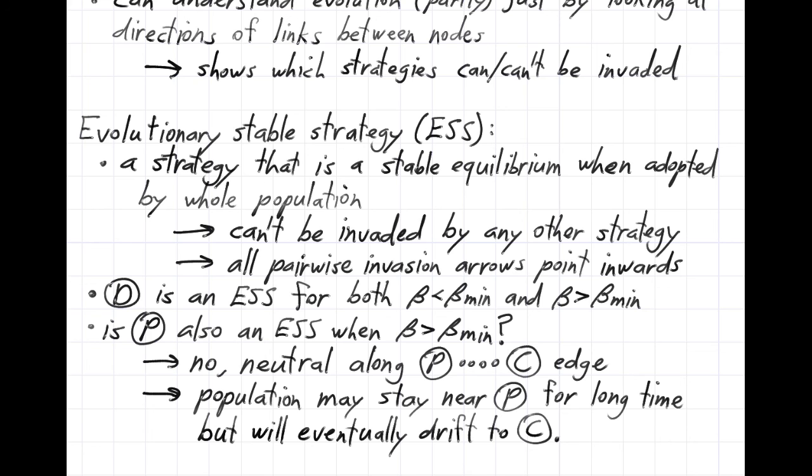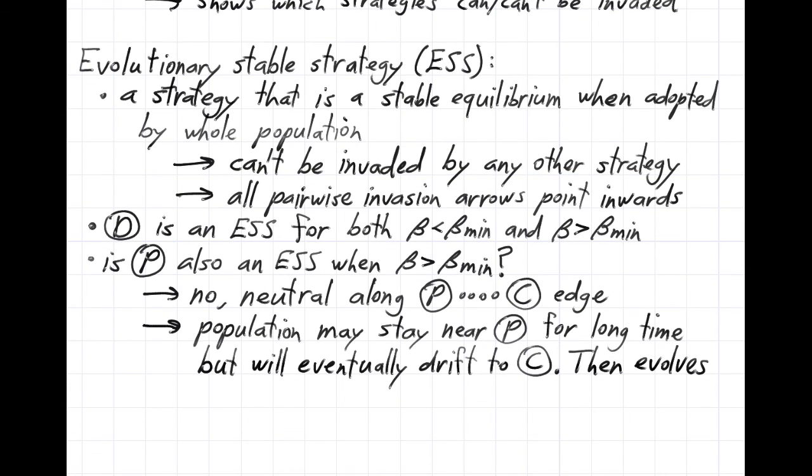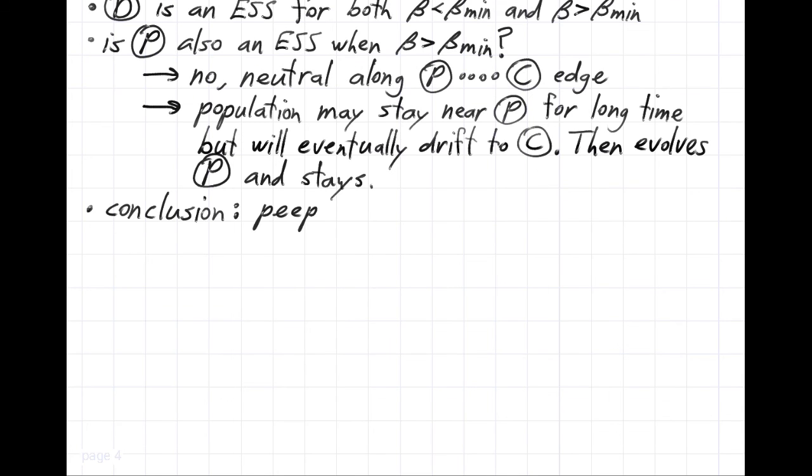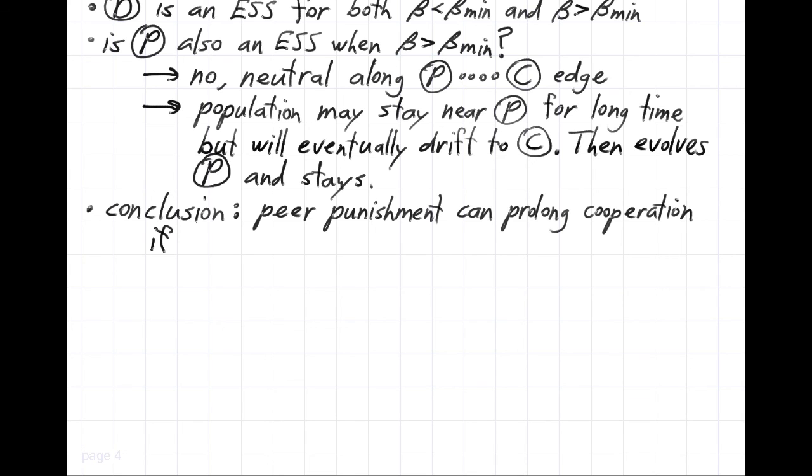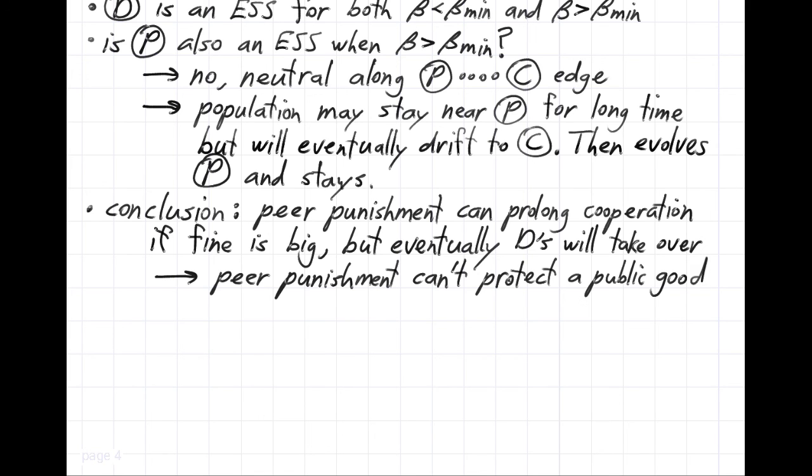And once it does that, then selection kicks in, meaning that there's an arrow actually pointing towards something else, and that something else is all P. So it'll evolve towards all P, and it'll stay there. So what have we learned from that? We've learned that peer punishment can prolong cooperation if the fine is big enough, but eventually the defectors will still take over. So peer punishment can't protect a public good.